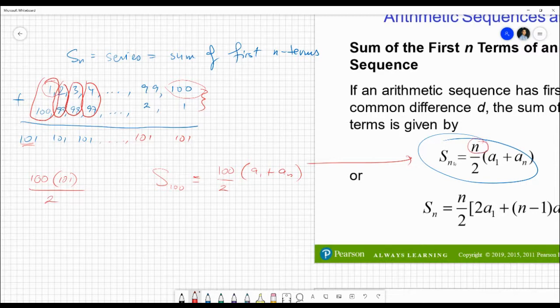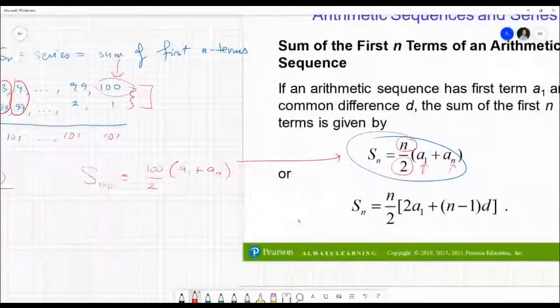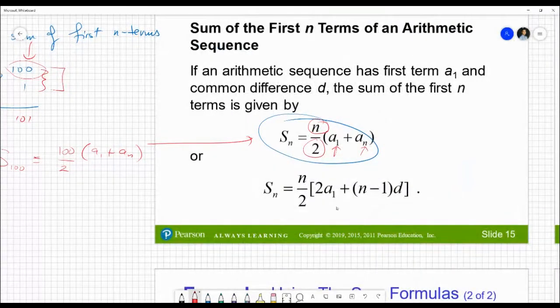N is the number of terms that you're adding up, dividing it by 2 because we are adding both of those together. A1 is the first term, AN is the last term, just like we did here. 1 is the first term, 100 is the last term. And here they're trying to rewrite this in terms of AN. Okay, remember the AN formula? A1 plus N minus 1 times D. So they're just using that substitution there. But I suggest you memorize this one and not this one because I think it's a little bit too complicated, and you just have to memorize these two separately and you'll be fine.